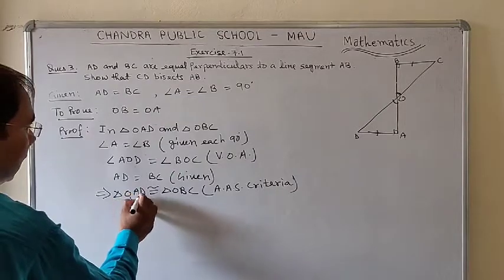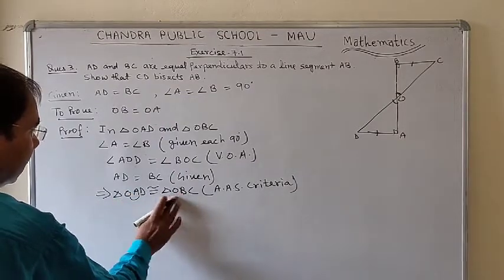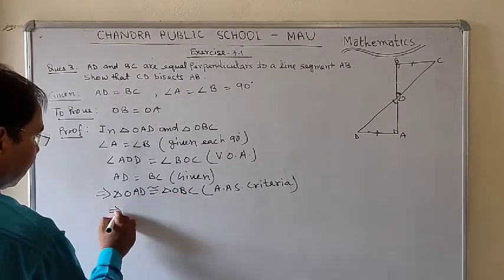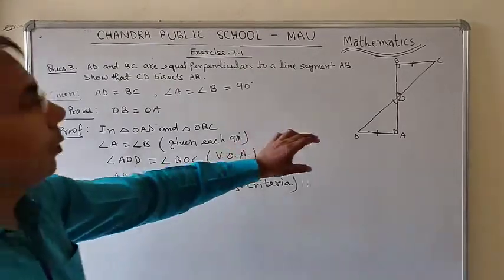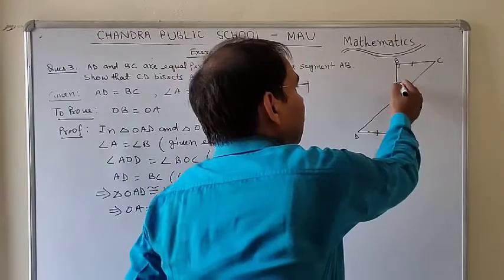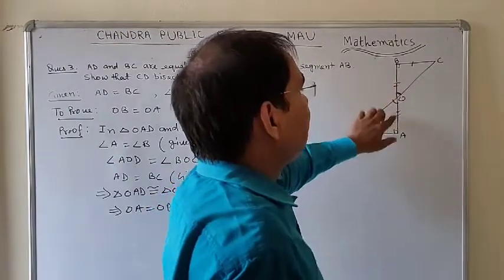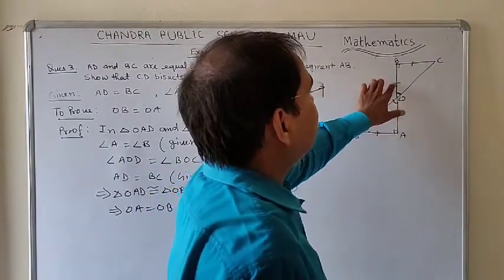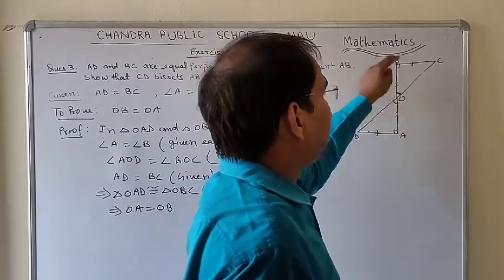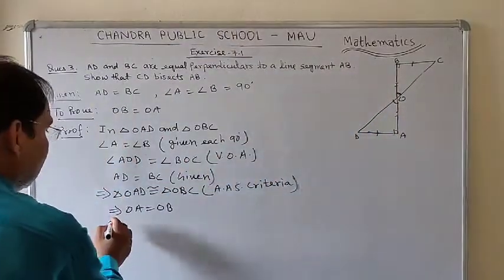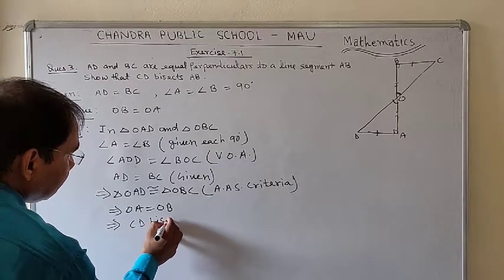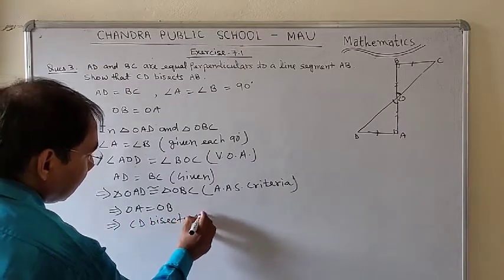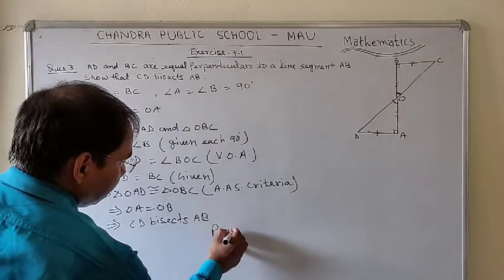It shows that OA equals OB. OA and OB are equal. What does this mean? If OA and OB are equal, it means that CD bisects AB. So if OA equals OB, it shows that CD bisects AB, and it is proved.